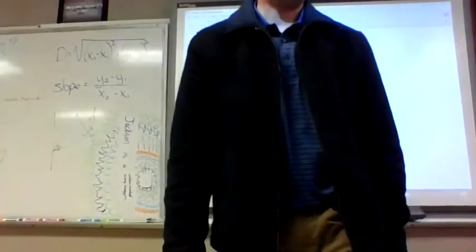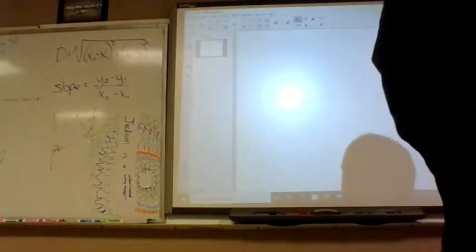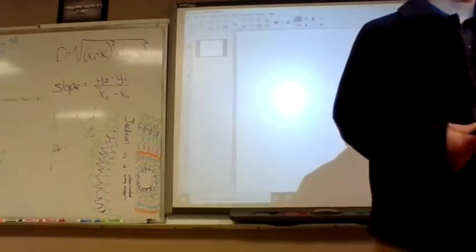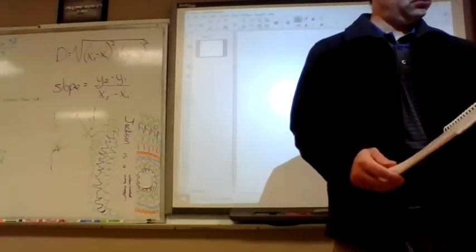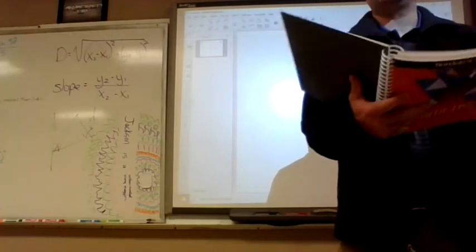It's got 4 equal sides. What's a rectangle? Four equal 90-degree angles. You need to know the technical definitions. What's a square? Equal sides, equal 90-degree angles.